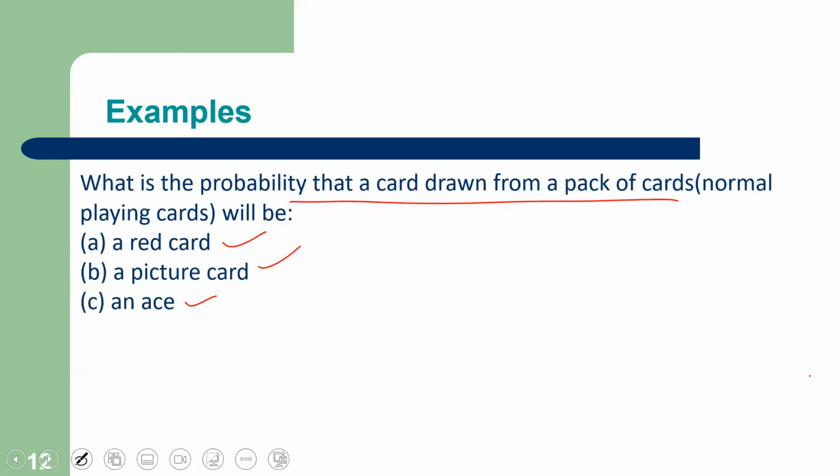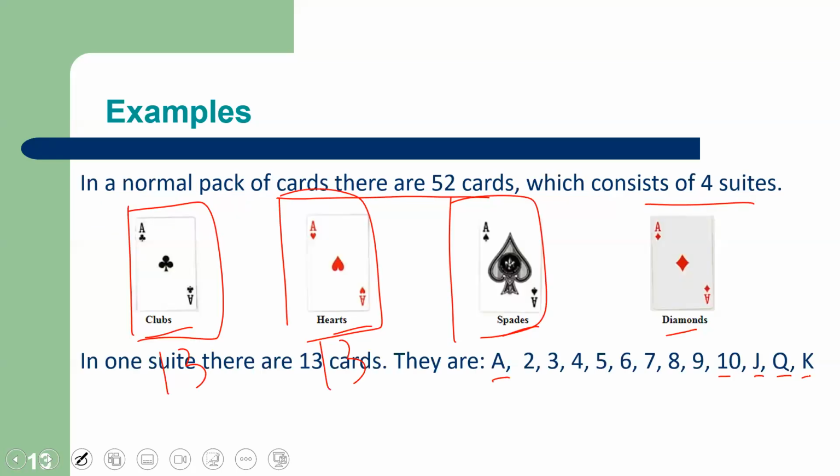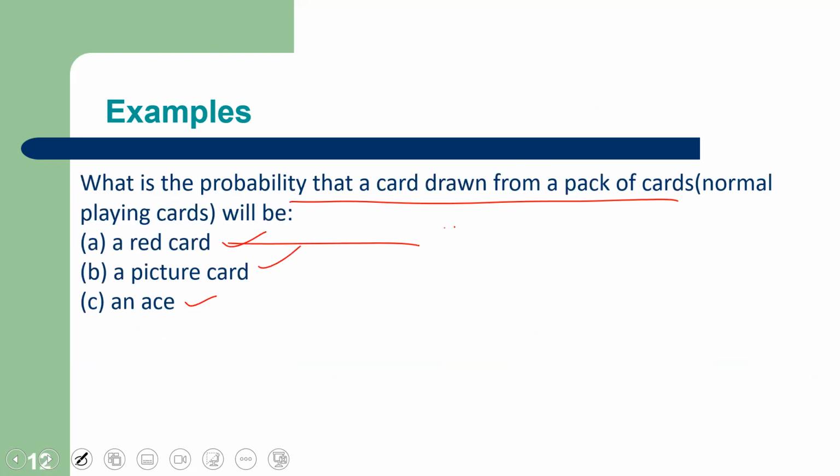Now let's come back. A red card. What do we mean by a red card? The hearts and diamonds are red, and the total is 26. So 26 by 52 will be my answer. When you pick any red card, this is the probability.